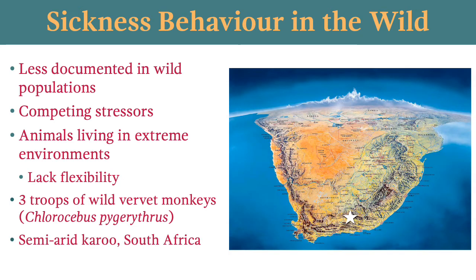These monkeys live in the semi-arid Karoo in South Africa. This area is characterized by extreme temperatures, unpredictable rainfall, and unpredictable food and water availability, as well as periods of very severe drought.